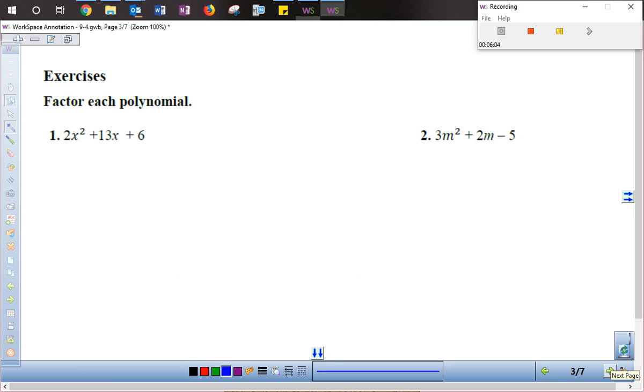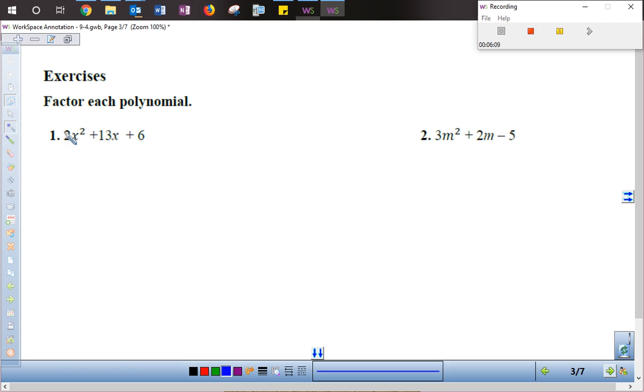I have 2x squared plus 13x plus 6. So the first thing I want you to do is check to see if there's a greatest common factor. So 2, 13, and 6 don't have anything in common. And x squared, x, and no variable, so I can't take out a variable. Next, according to our factoring cheat sheet, we ask how many terms are there. We have 3 terms, so I want to see if my a value is 1, so I can do easy factoring. Well, here my a value is 2, so I cannot easy factor.